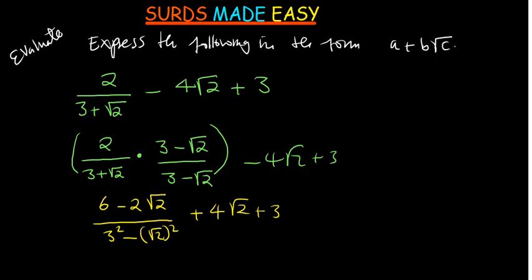So on top we have got 6 minus 2 root 2. Down we're going to have 3 squared, which is a 9. Let me just write here 9. Minus root 2 squared is just a 2. 9 minus 2 is a 7. So in the denominator we're just going to have a 7. And then plus 4 root 2 plus 3.